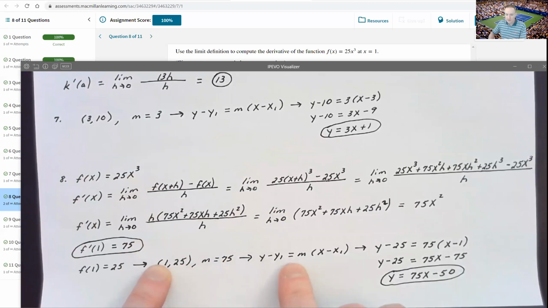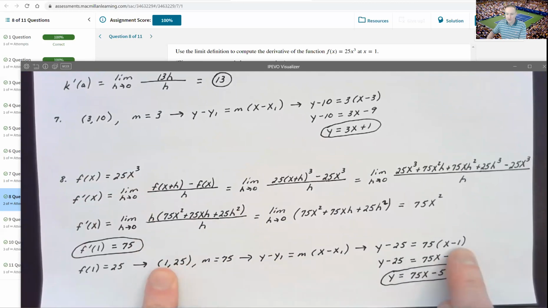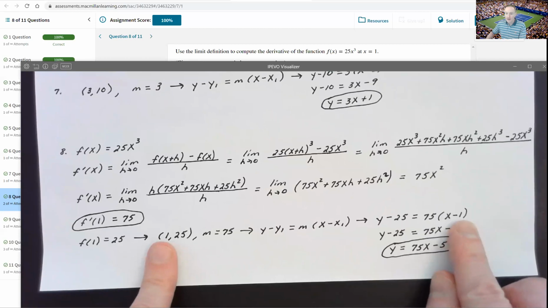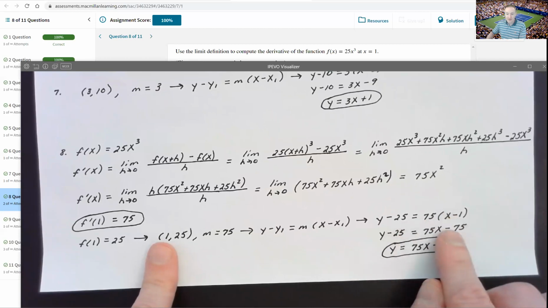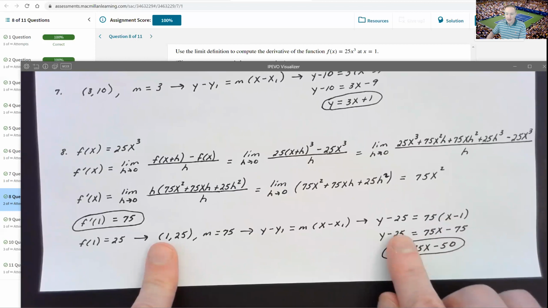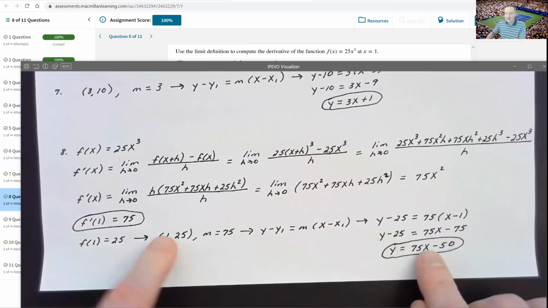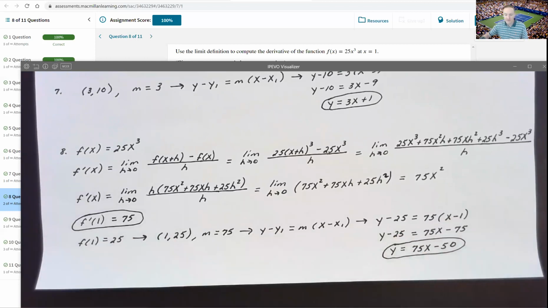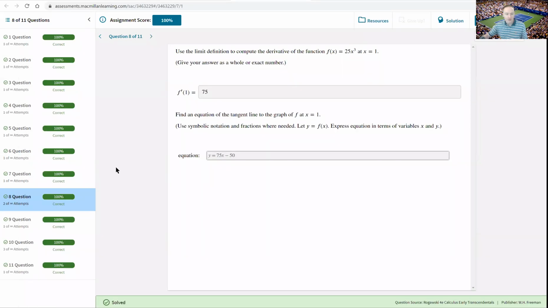Plug that into your point slope formula. y minus 25 is equal to 75 times x minus 1. That's where all of that came from. And then I distributed the 75 on the right-hand side, added 25 to both sides to get to my final answer of y equals 75x minus 50. So pretty cool problem there.